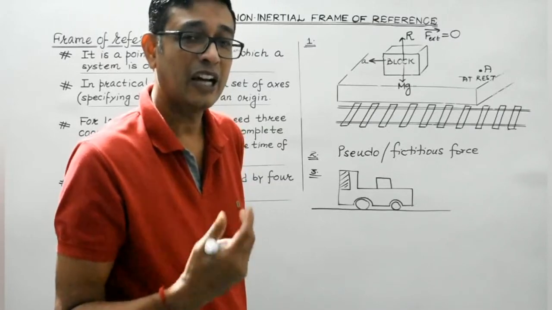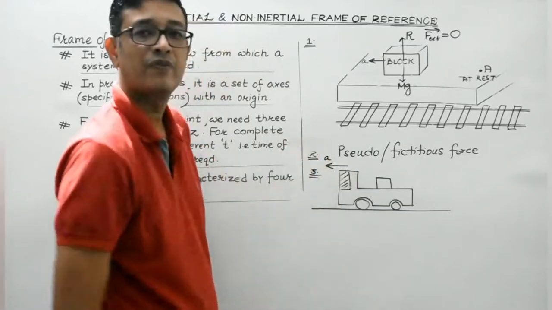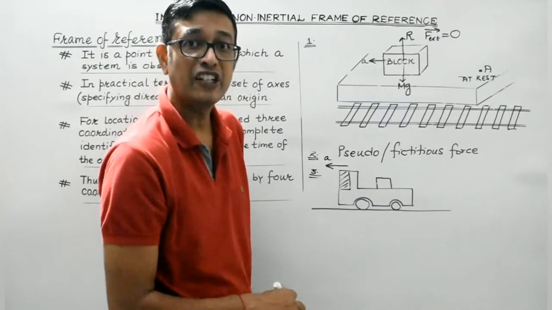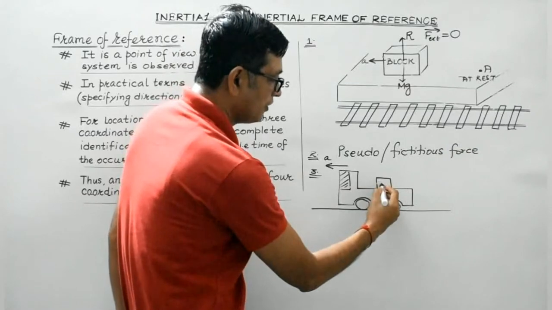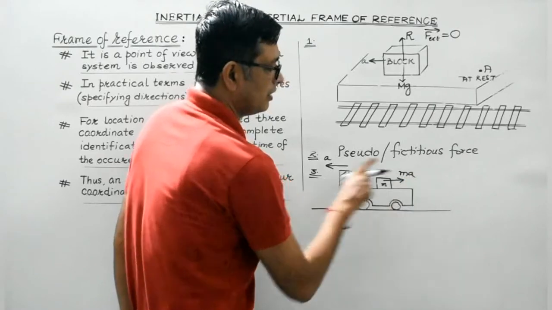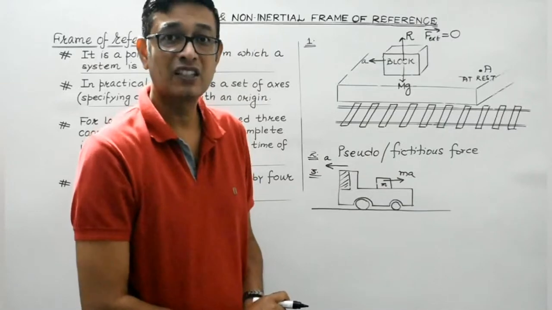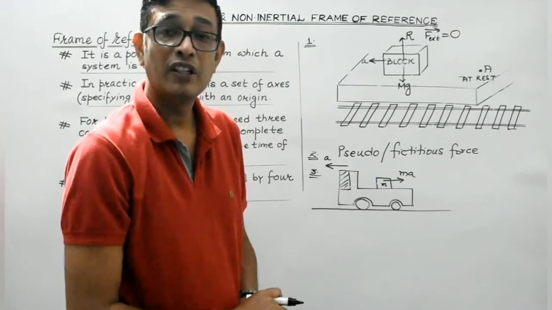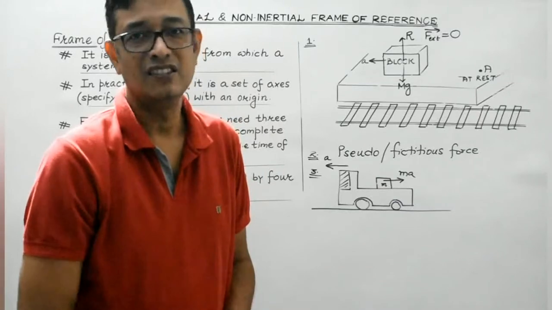But have you ever imagined what will happen if the truck starts accelerating along this direction? What will happen is this block will experience a fictitious or a pseudo force in the opposite direction. So if its mass is m, it will experience a fictitious force ma in the opposite direction. So here, although no real force acts on it, still the block will move in the backward direction. So in order to explain this phenomenon, the concept of the pseudo fictitious force has been considered.